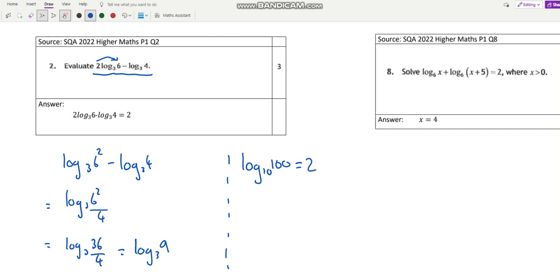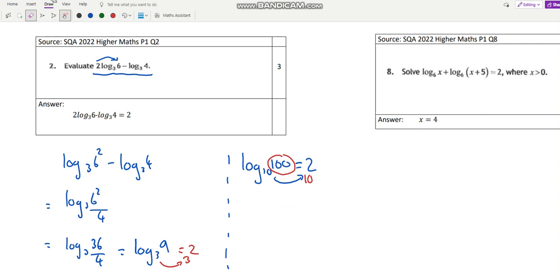And the way I visualize that in my head is I say, well, if I move this 10 over here, I'm going to end up with 10 to the power of 2 equals 100. So when I look at this, to me that's saying 3 to the power of what gives me 9. So the answer is just 2, which again, I could move my little 3 over here, and that would be 3 to the power of 2 equals 9. That's how I picture it in my head.